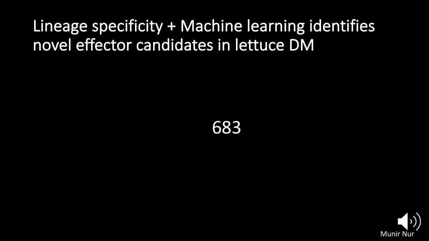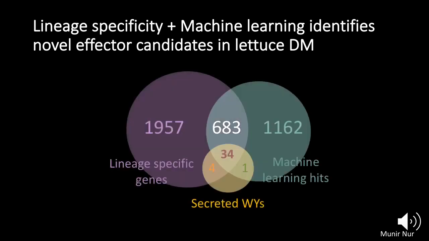When we combine the lineage specificity and machine learning approaches, the overlapping set is around 683 proteins. One good thing is that all of the secreted WIs are recovered by these two approaches, which we know are probably effectors. It's still a high number, but it's similar to the number of effectors that you see in Phytophthora genomes, so it's not extraordinary. Combined with genetic mapping data and population genomics, I think we're likely to find a lot of real effectors in this data set.